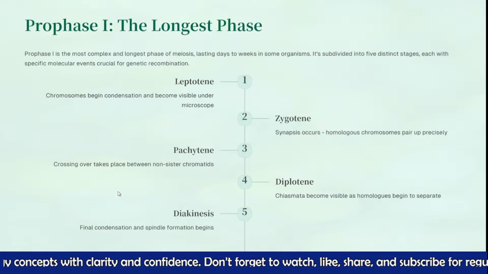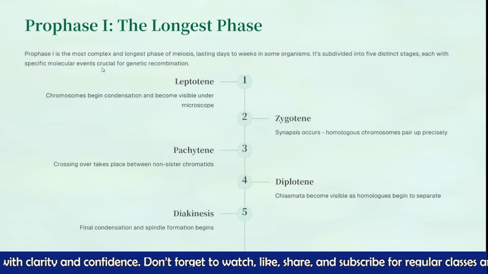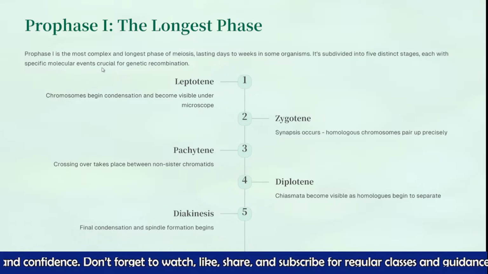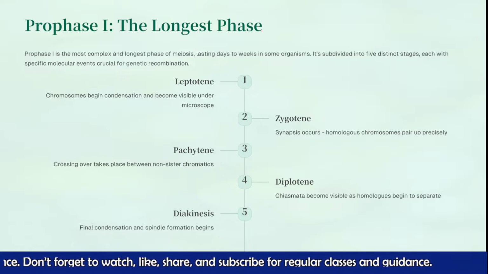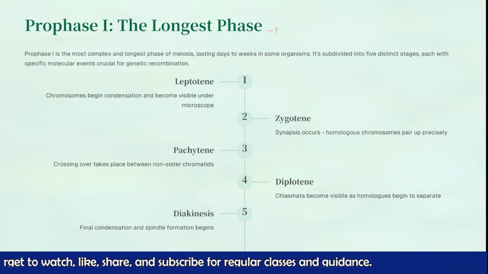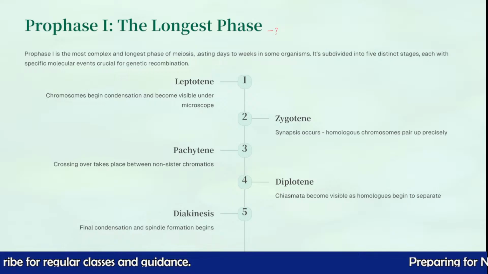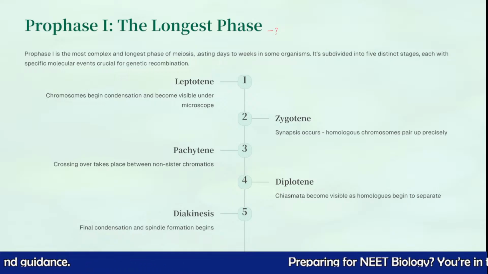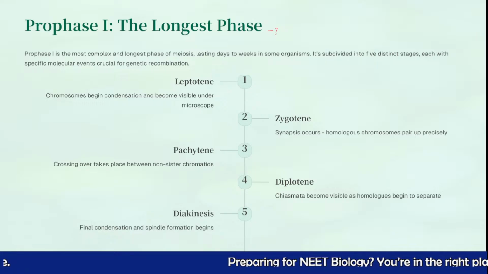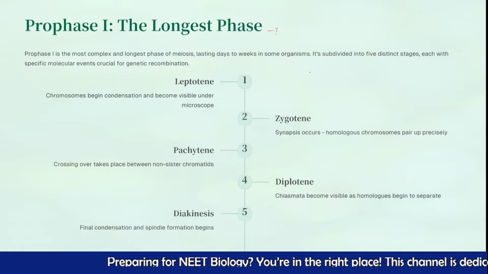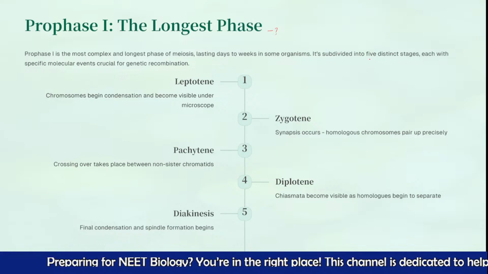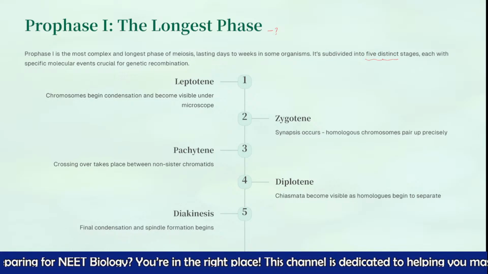First, prophase 1. Prophase 1 is the longest phase in meiosis. This is one important question: which is the longest phase in meiosis? That is prophase 1. It may take some 2-3 days, or maybe a week, or even many years. So prophase 1 is the longest phase and it consists of 5 distinct stages.